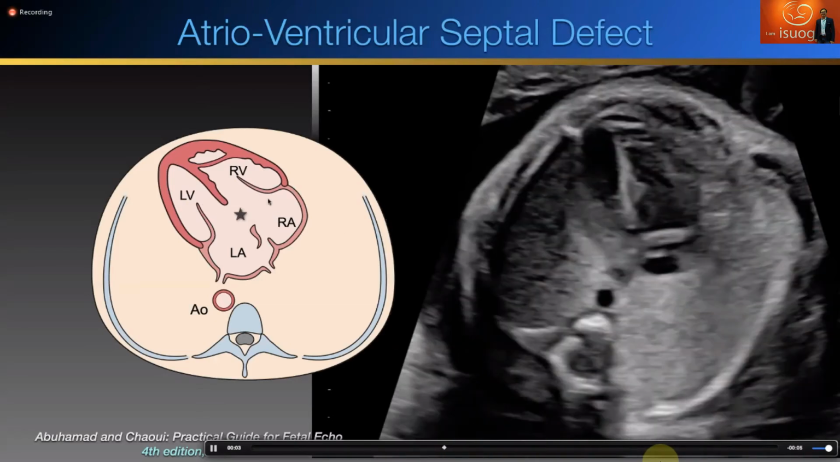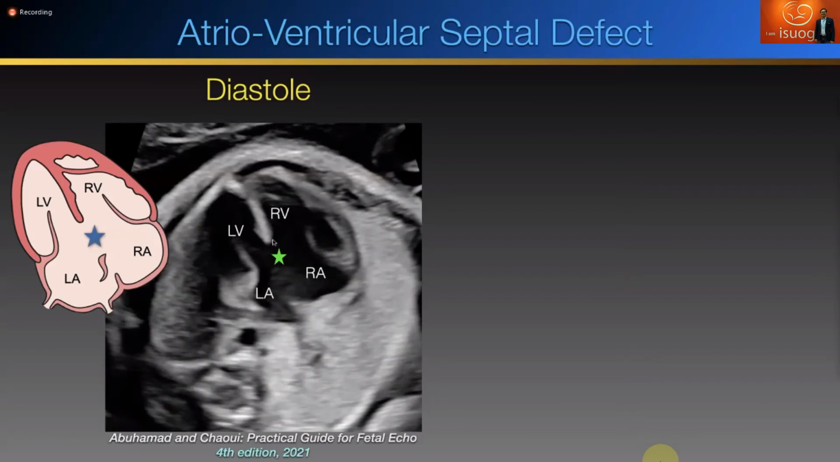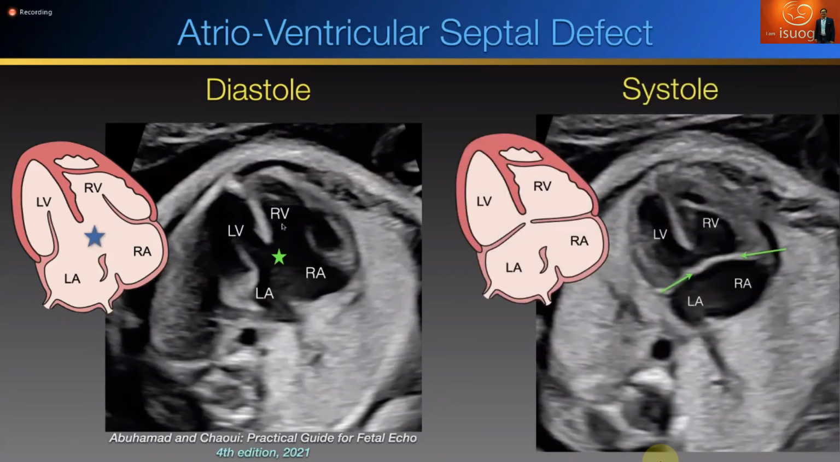So here the scheme shows you how it looks in diastole, and you see the large gap, but the gap is not always very large. This is why, as a professional, please do not focus only on the gap, but also look in systole at the linear insertion of the valve. That means the valve is in one plane.